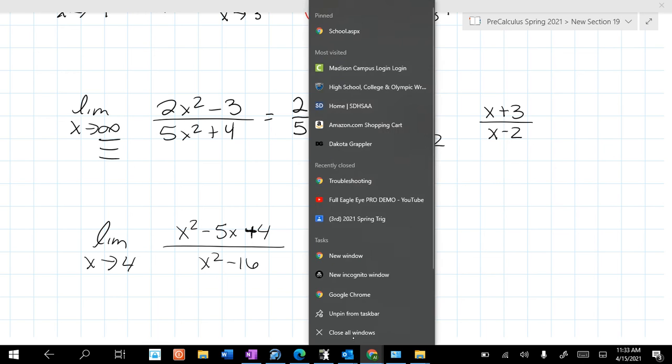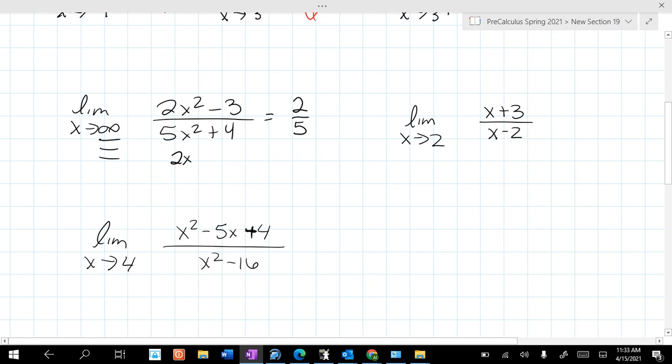Okay, so let's just write it the way Juliana explained it. So then you write 2x squared over x squared minus 3 over x squared, over 5x squared over x squared plus 4 over x squared. So the x squareds cancel, and then it's 2 minus 3 over x squared over 5 plus 4 over x squared. Well, if you put infinity in for x squared, these become 0. So it's 2 minus 0 over 5 plus 0, which is 2/5.